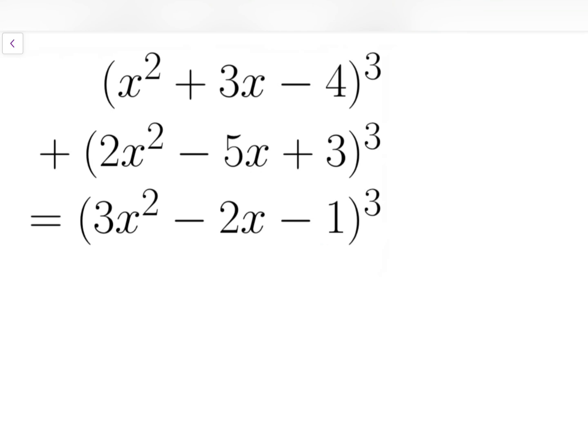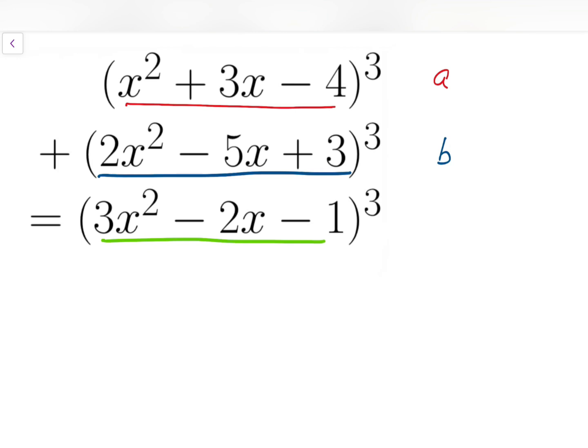Now that means if I let a, b, c be these three quadratic expressions, say let a be this, and then let b equal 2x squared minus 5x plus 3, and let c equal 3x squared minus 2x minus 1, then we can say that actually we have a plus b equals c, and from our original equation, we can rewrite that as a cubed plus b cubed equals c cubed. So now we have two equations happening at the same time.